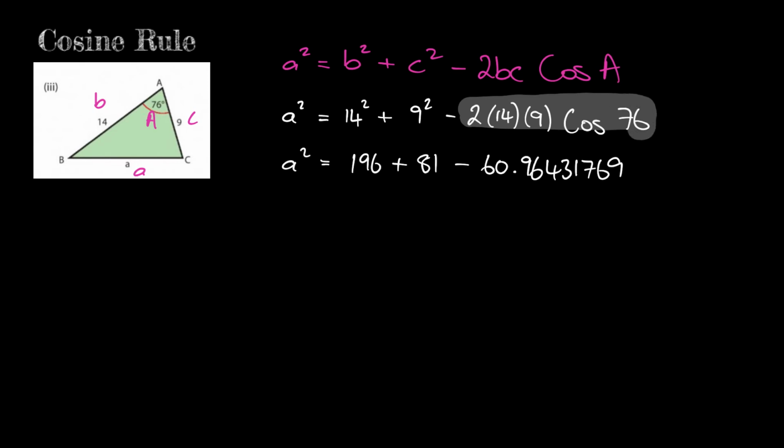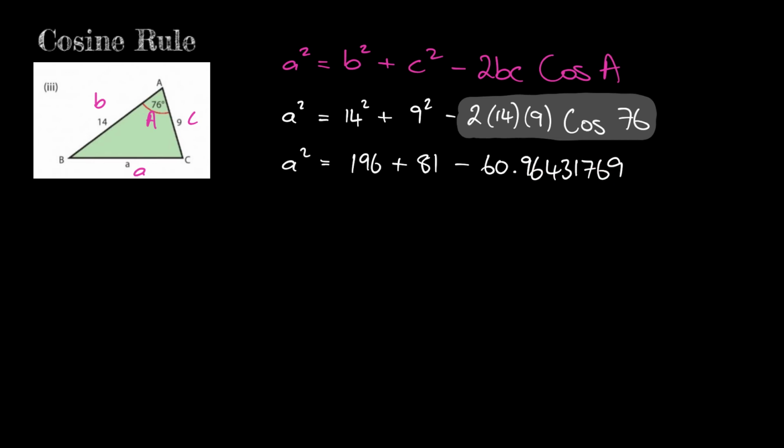It looks complicated, but it's all just done by the calculator. So just to look back and see, 14 squared is 196, so that's easy. Plus 9 squared is 81, so 9 times 9 is 81. And then I'm going to subtract 2 times 14 times 9 times cos 76, so this is the number times the number times the number. If you type all that into your calculator, you will get 60.9643176.